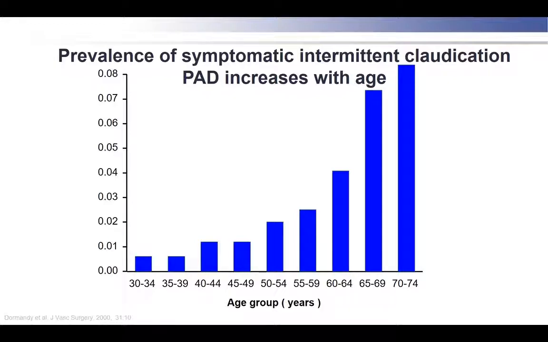They took 10 very, very large studies across Europe, and you can see how it increases with age. And in fact, the study stopped at 74, but if you go up here, you're getting a prevalence of up to 15 and sometimes 20%. So as our population ages, we're going to see more and more of this disease.